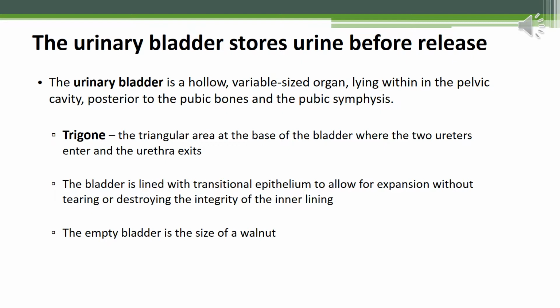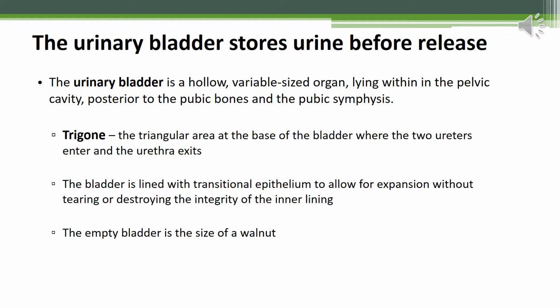The urinary bladder stores urine before its excretion from the body. The urinary bladder is a hollow, variable-sized organ, and it lies within the pelvic cavity posterior to the pubic bones and the pubic symphysis. Now the trigone, which honestly sounds like the name of a Pokemon, but it's actually the triangular area at the base of the bladder where the two ureters enter and the urethra exits the bladder.